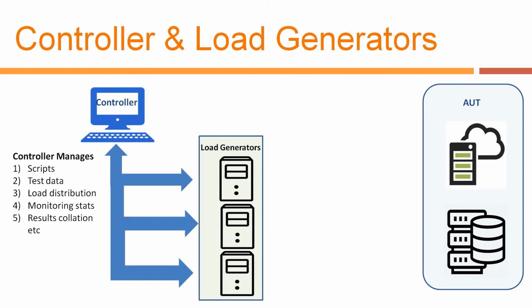And fifth is result correlation. Multiple load generators will produce multiple results: the response time statistics, the failure statistics, the screenshots, the transactions, the requests, images, the data related to everything. So everything has to be collated in one place, and we need to see a combined report. This is done by the controller.